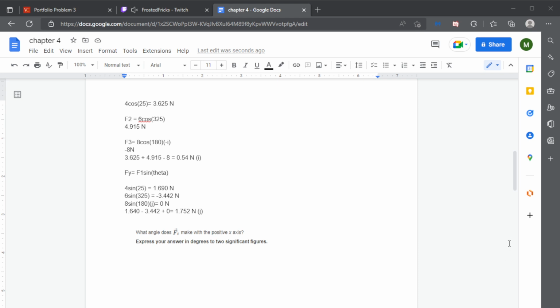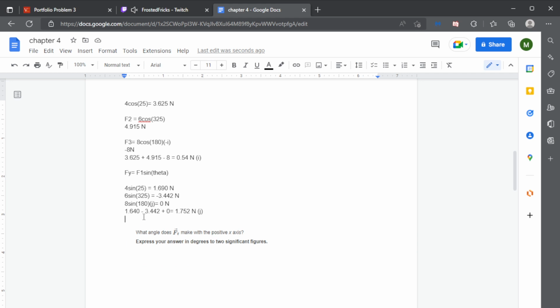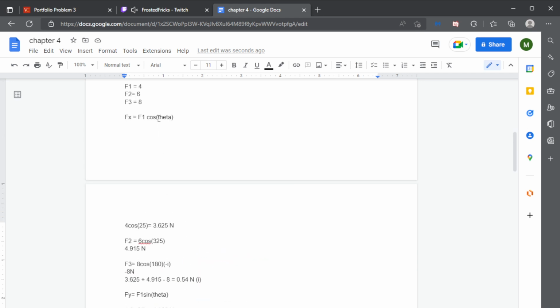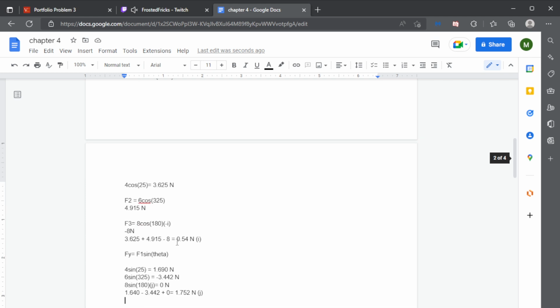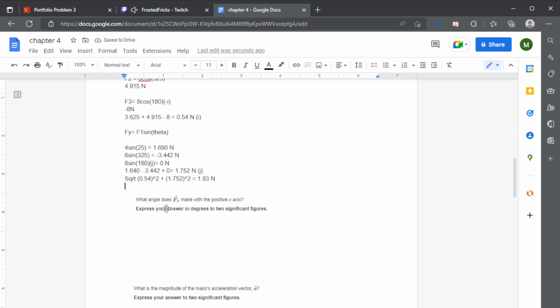So what we need to do now is put them all together into the equation: the square root of 0.54 squared plus 1.752 squared. And this will equal 1.83 newtons. And this is our final one.